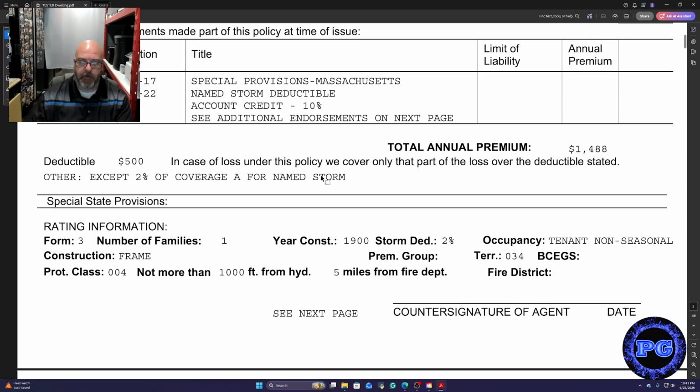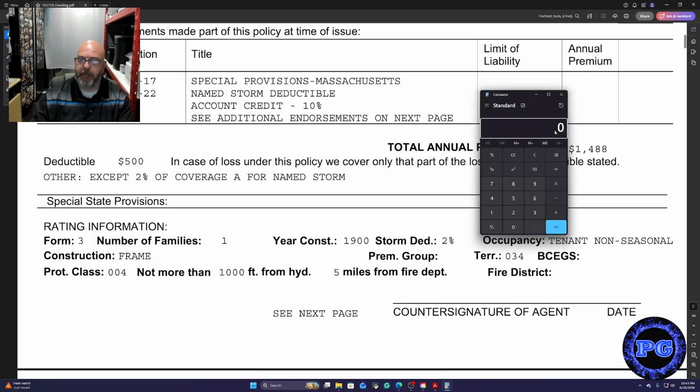So a hail or windstorm is pretty much whenever there's hail or wind, you're going to have this other deductible here, which we're going to get into how much that is, right? So if it's named, which means they actually name it, that's the only time this kicks in. If this says hail windstorm, then anytime there's hail or wind, your deductible is not going to be $500 anymore. It's going to be this, right? Well, what is this? Let's calculate it. All right. So here we go. We got the calculator up.